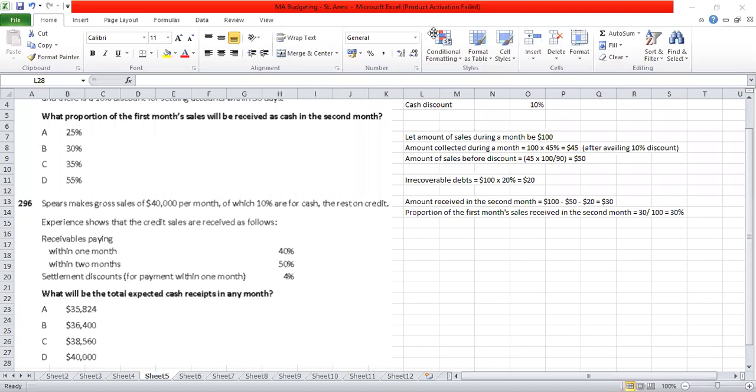The details given are gross sales on an average every month of 40,000 per month. Then 10% are for cash. So 10% of 40,000, 4,000 is on cash. Immediately they receive cash. So how much is on credit? If 4 is deducted, then 36 would be on credit. 90% of 40,000 is on credit. So credit sales will be 36,000. Out of this 36,000, it says that 40% of the credit sales will be received.